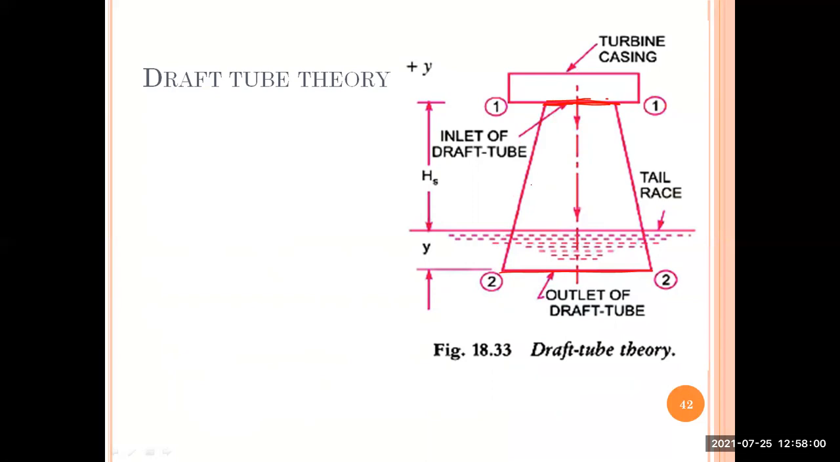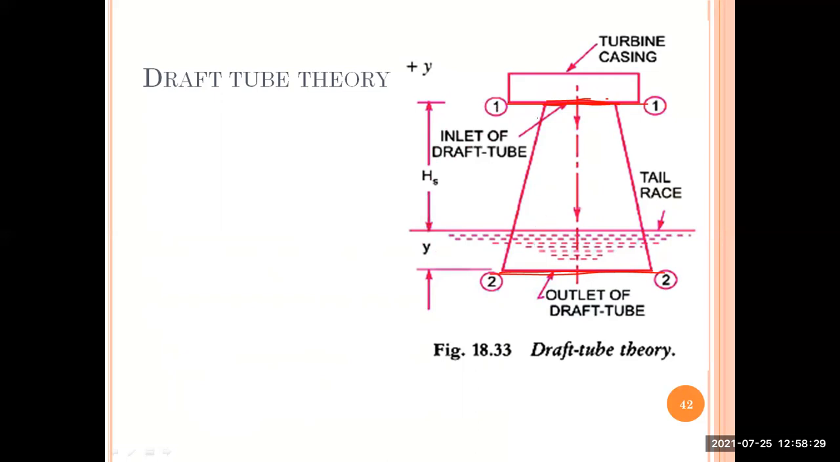Here we have considered two sections, that is section 1 and section 2. Section 1 at the inlet of the draft tube and section 2 at the outlet of the draft tube. You can see here in the figure the inlet and outlet of the draft tube, and here y is the depth of the submergence of this draft tube inside the tail race channel, and hs represents the height from the inlet to the tail race channel.